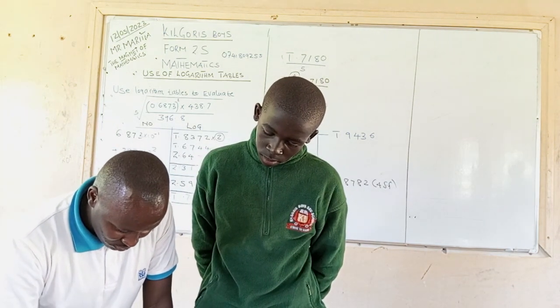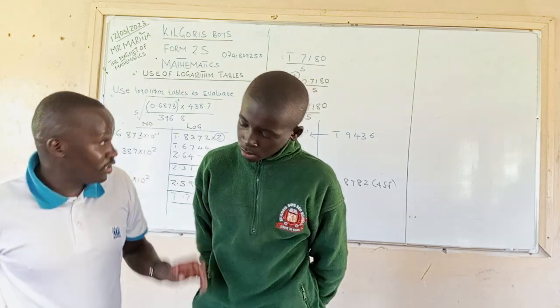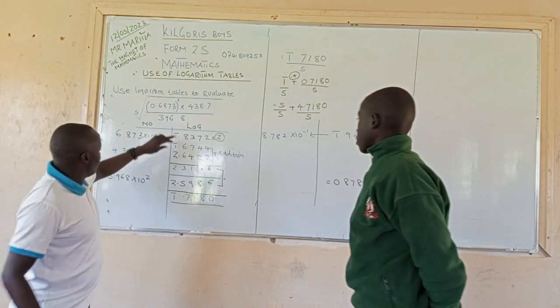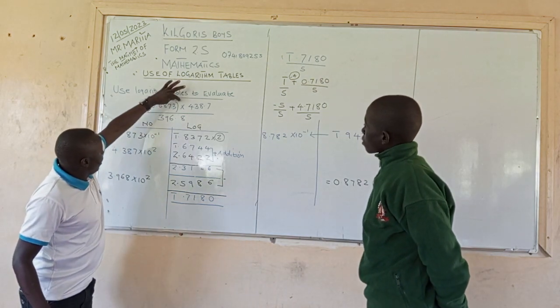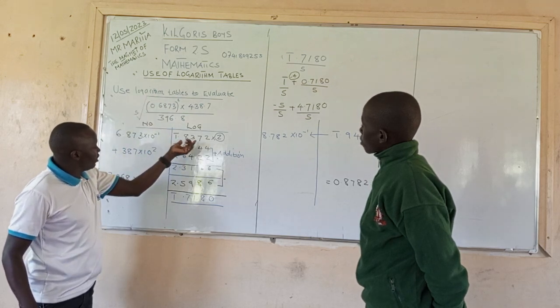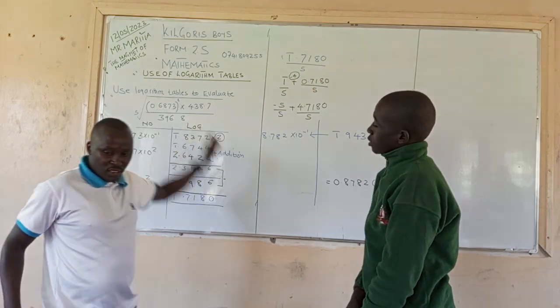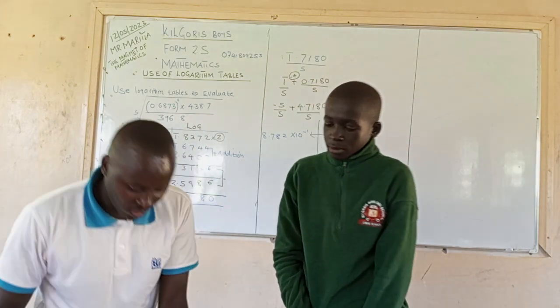So you tried, but you missed this part. So make sure that when we are talking about the power here, when a number is raised to a given power, you should find the logarithm of that number, then multiply by the power. Are you okay here? So this is where you have missed. So you can rectify this one.